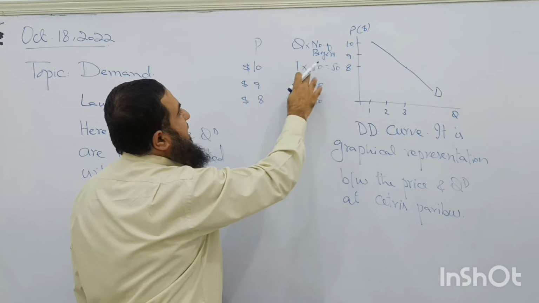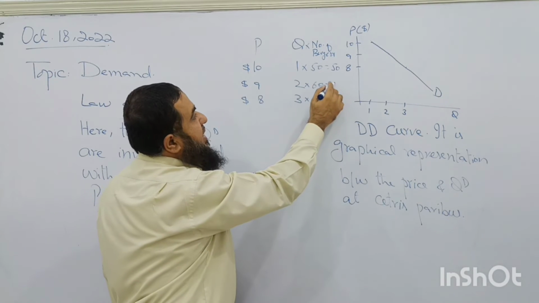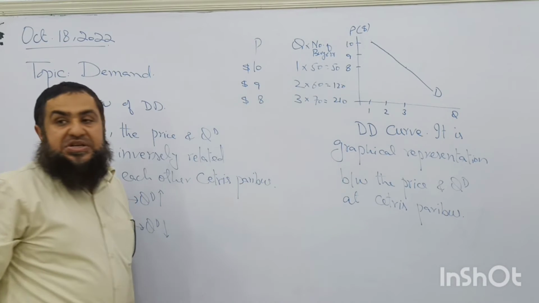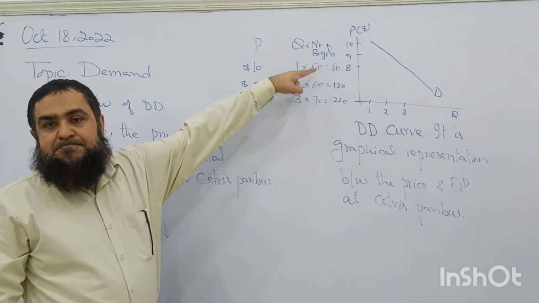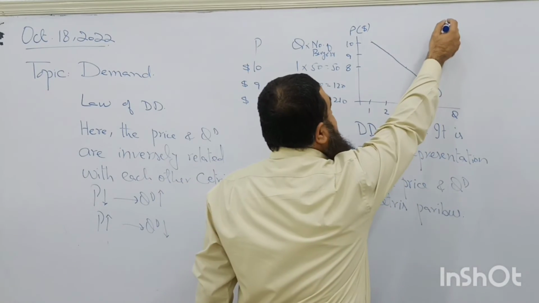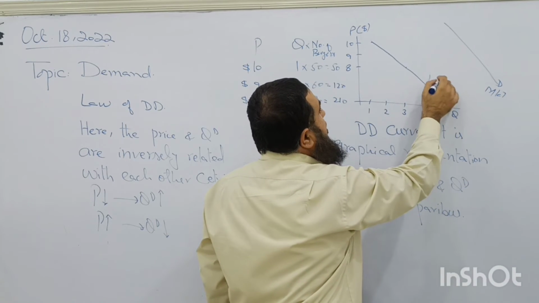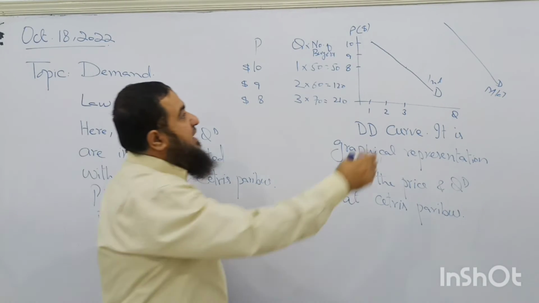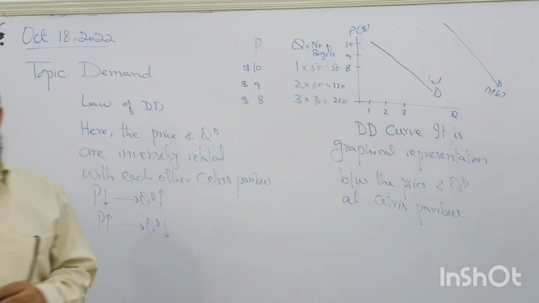This is the market demand at price $10. This is the market demand at price $2. This is the market demand at price $3. If we plot these values, we get a demand curve which is the market demand, and it is lying on the right of individual demand, because we have added up many individual demands to get this market demand.